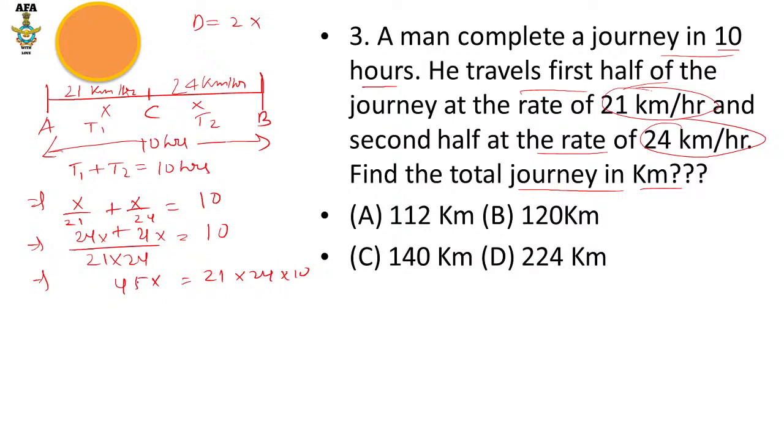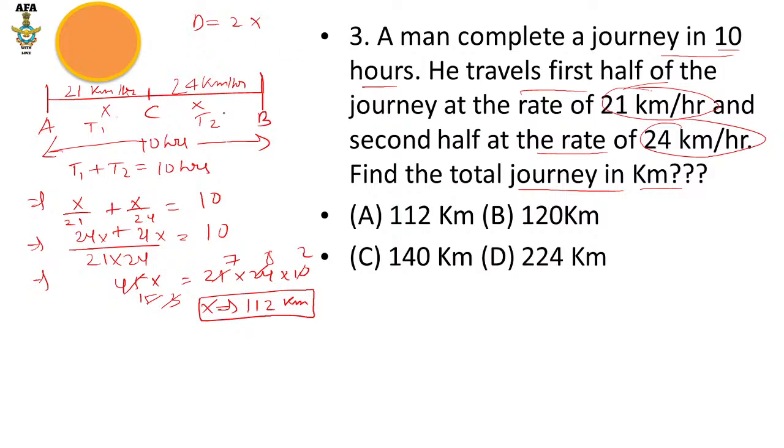So 3 5s are 15, 3 3s are 9, 3 8s are 24, 7 8s are 56, and 56 into 2 will be 112. So this will be in what? This will be in kilometer. 112 kilometer. Now we need to find the total journey.